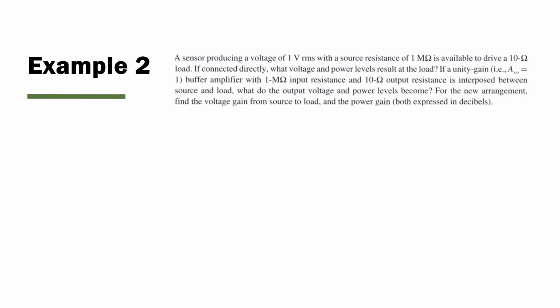Let's solve example 2. A sensor producing a voltage of 1 volt RMS with a source resistance of 1 mega ohm is available to drive a 10 ohm load. If connected directly, what voltage and power level results at the load? Okay, let's focus on this first part. We'll solve the rest of the question after this. First, we need to draw what this is actually describing.